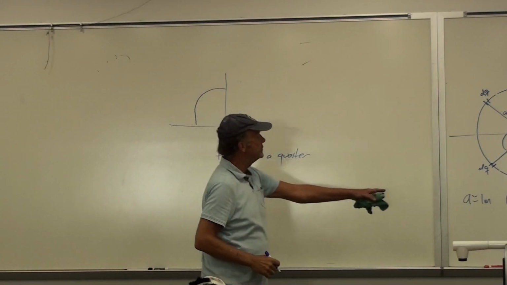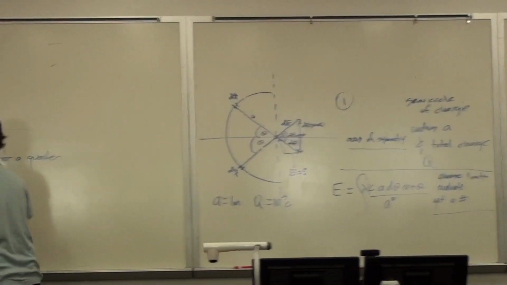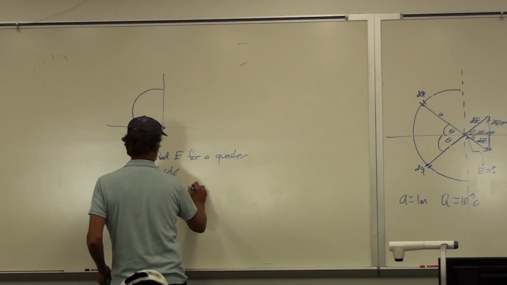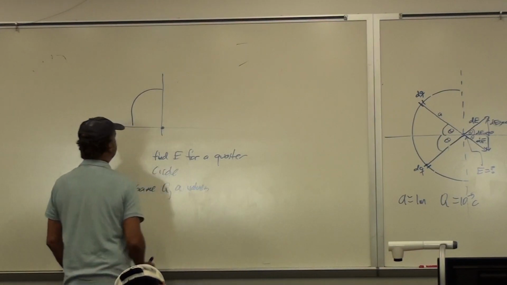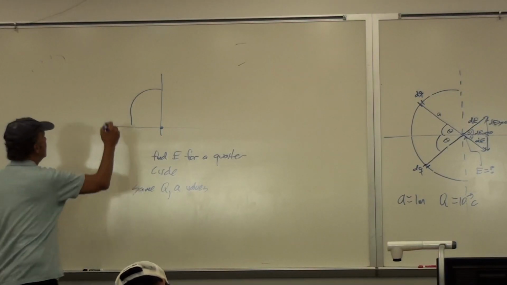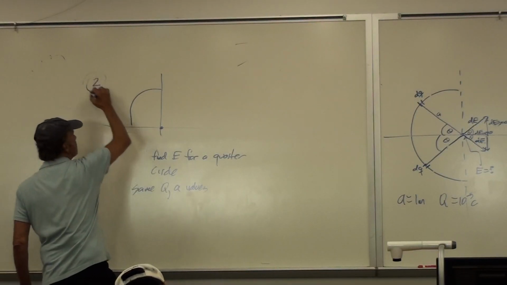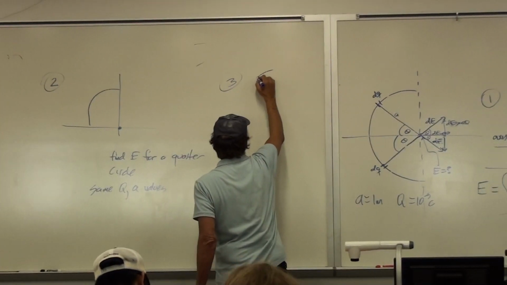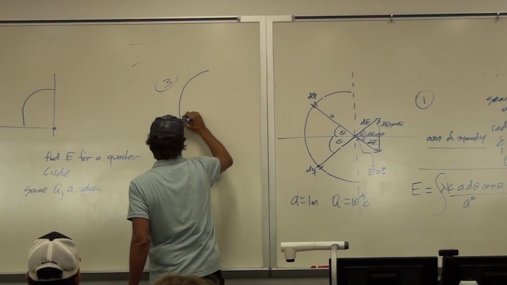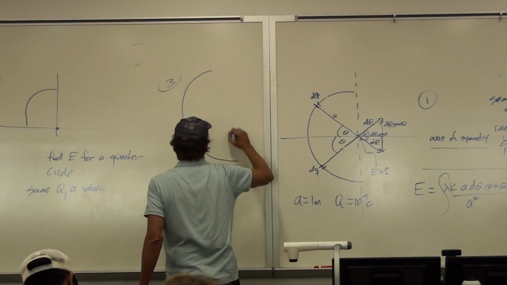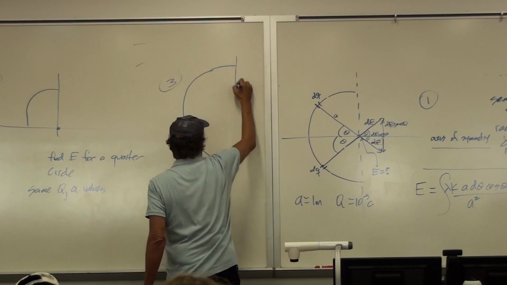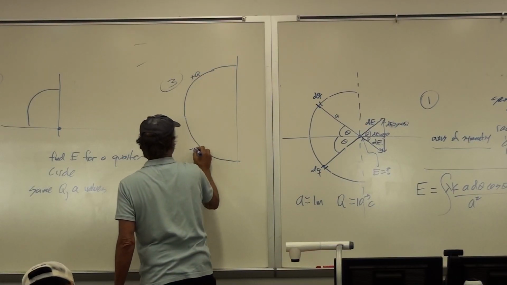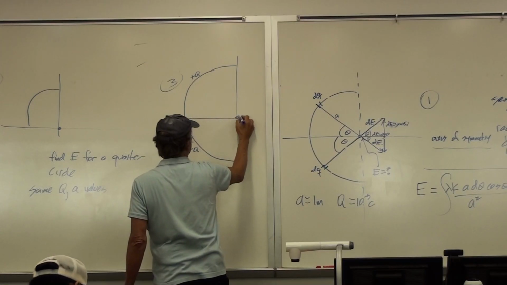With the same values for Q and A that we had over here. And then for the third one, I'd like you to do this, where you have two quarter circles, where one is positive Q and one is minus Q. We'll find E at the center.